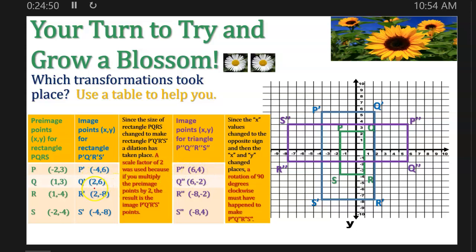Same with this one. If I change the x to its opposite, which would make it -2, then switch it, I'm going to get 6, -2. If I change this +2 to a negative and switch it, I'm going to get -8, -2. If I change this -4 to a +4 and then switch it around, I'm going to get -8, +4. So definitely, after it was dilated, the last transformation was a 90-degree clockwise turn or rotation.